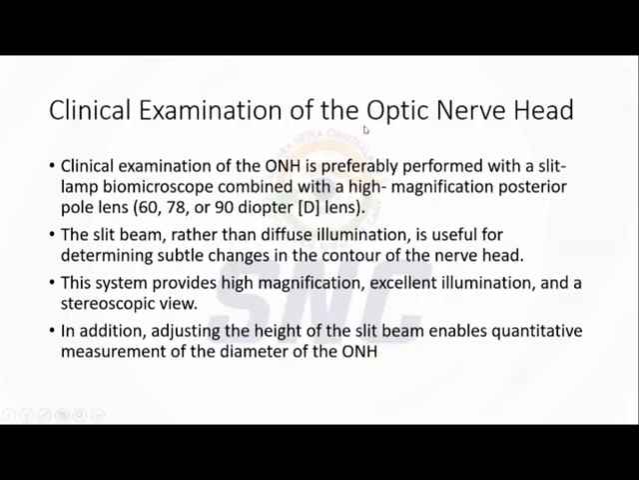Next, clinical examination of the optic nerve head. Clinical examination of the optic nerve head is performed with a slit lamp biomicroscope, which can be combined with a high magnification posterior pole lens like a 60D, 78D or 90D lens. The slit beam, rather than diffuse illumination, is useful for determining subtle changes in the contour of the optic nerve head. This system provides high magnification, excellent illumination, and a stereoscopic view. In addition, adjusting the height of the slit beam enables quantitative measurement of the diameter of the optic nerve.